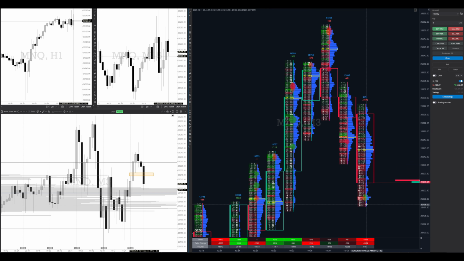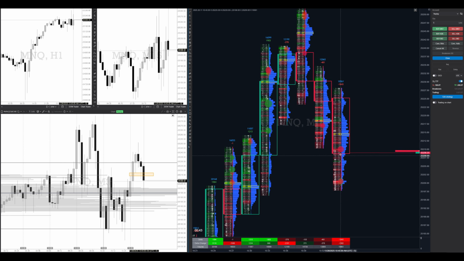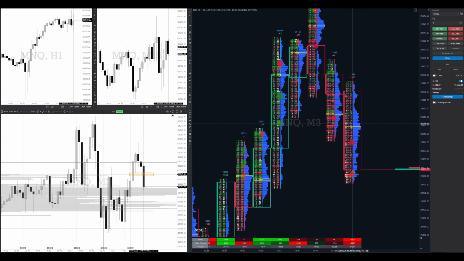Wow, look at all that. Look at all that push down. Nice. Big order came down, 137 lots, 161 lots down here. So let's see how you would have, if you would have bought up here, you'd have been way down.